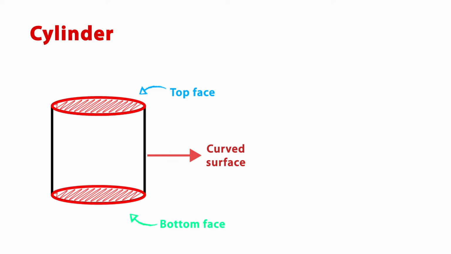The straight line joining the centers of these two circles is called the axis of that cylinder. Any straight line on the curved surface which is parallel to the axis of the cylinder is called a generator of that cylinder. As we discussed, the areas of the top face and the bottom face are equal, and the curved surface would always be a rectangle. So we have discussed a cylinder so far.